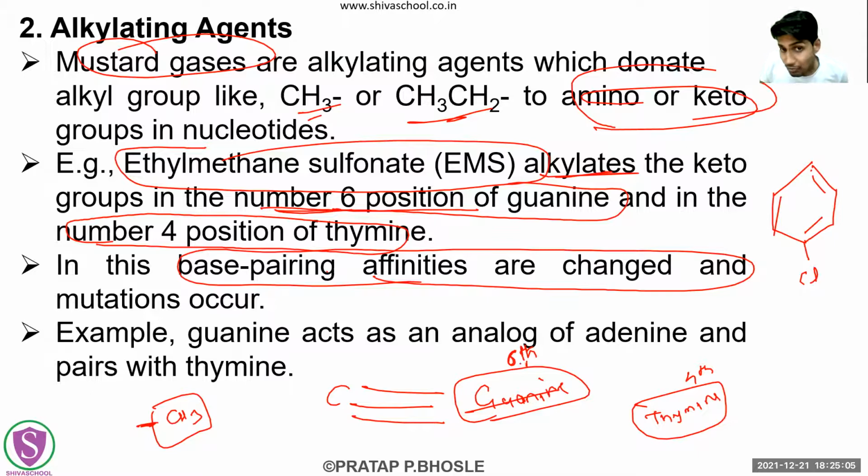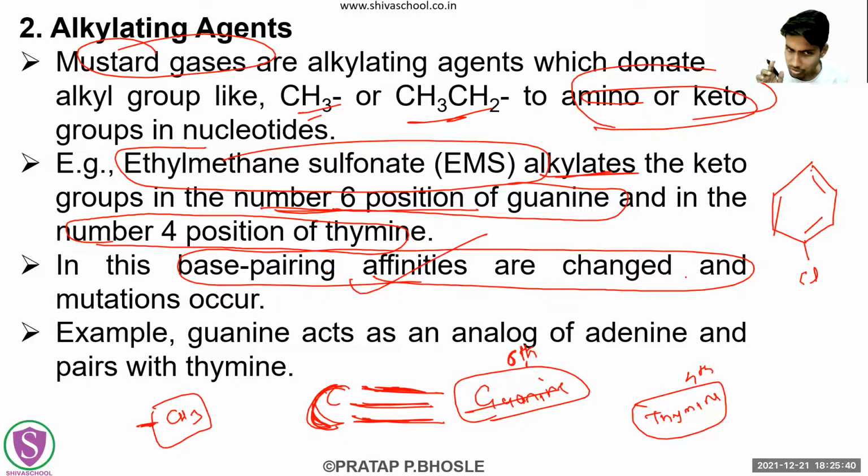If the alkyl group is there at the 6th position of this guanine, then this 6 alkyl guanine will behave differently from the guanine. So there will be some problem while pairing with the complementary base. Which is the complementary base? That is the cytosine. With what? Guanine. But it is not the complementary base with the 6 alkyl guanine. So that's why there will be a certain base pairing affinity problem. Now that will create the problem.